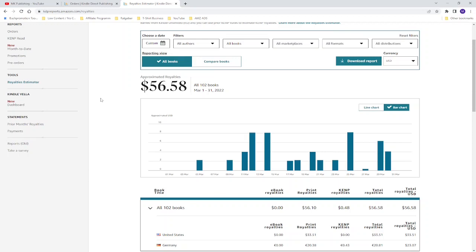$56.58. The royalties are split into the American marketplace where I made $33.51 and the German marketplace where I made $23. The lowest amount of royalties I made in March was about $0. The highest royalties I made were $8 in one day.